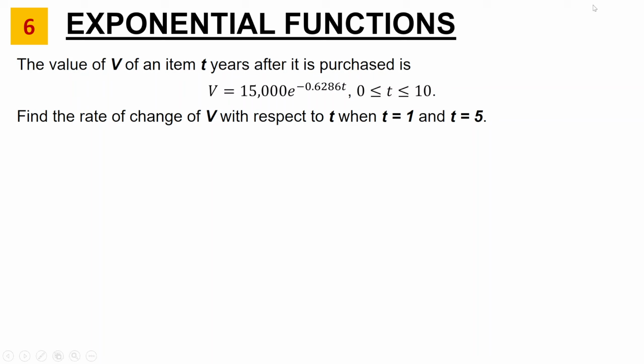Okay, let's proceed to our last example for the exponential function. Now we're going to find the value of an item. So our v here, we have an equation v is equal to 15,000 e raised to the negative 0.6286t, where our t is from 0 to 10 years. The v here represents the value and the t represents the year.